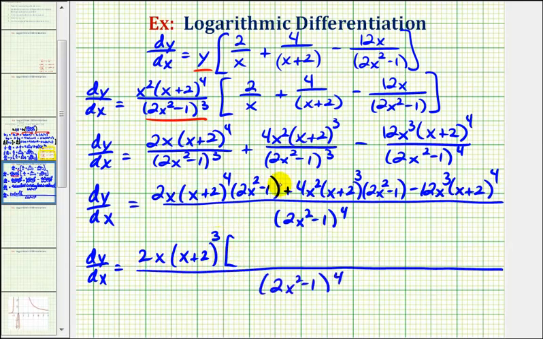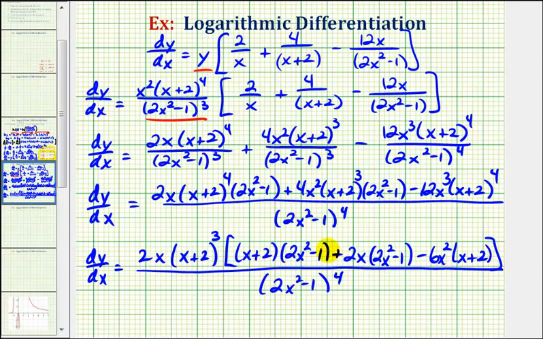Well, if we factor this out of this first product, the 2 and the x are factored out, and so are 3 factors of x plus 2. So we're left with 1 factor of x plus 2 and 1 factor of 2x squared minus 1. From the second product here, we'd be left with a factor of 2x. We're factoring out all of the factors of x plus 2, but we still have a factor of 2x squared minus 1. And then for this third product, we factor out 2x from 12x to the third. We'd have 6x squared, and we still have 1 factor of x plus 2.